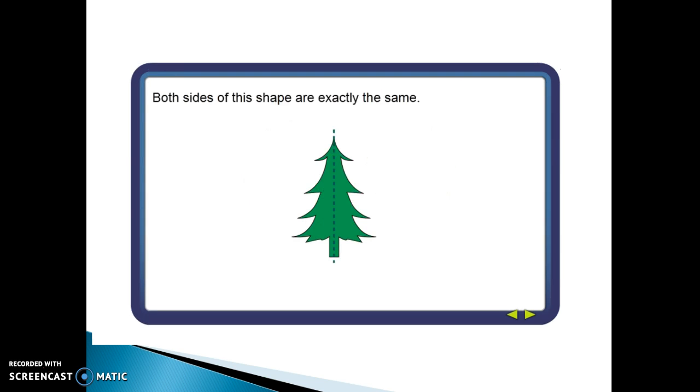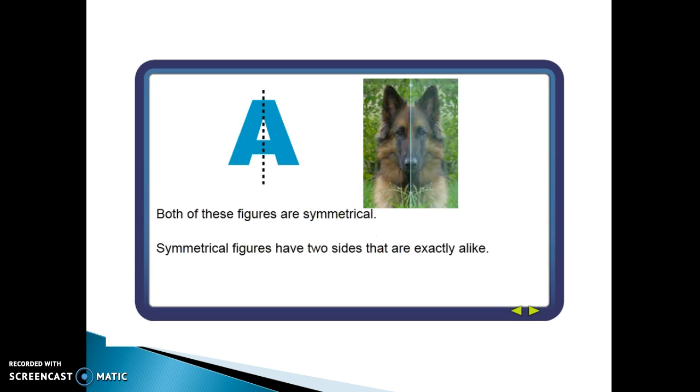Let's talk about symmetry now. That's what our goal is. And as you can see, this pine tree is a perfectly made pine tree. It's exactly the same on both sides, so it has symmetry. The line that cuts it in half perfectly shows the symmetry. And as you can see, letters are sometimes symmetrical. There's only some that are, but the A can be, depending on how we cut it in half.